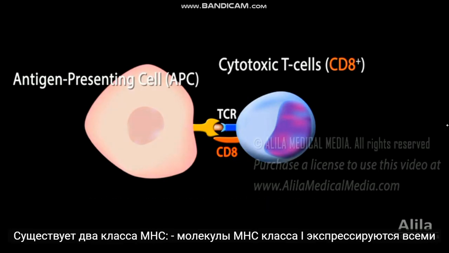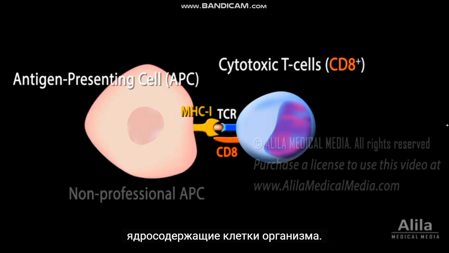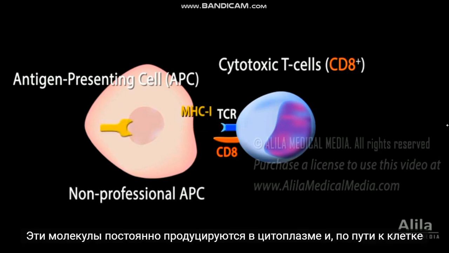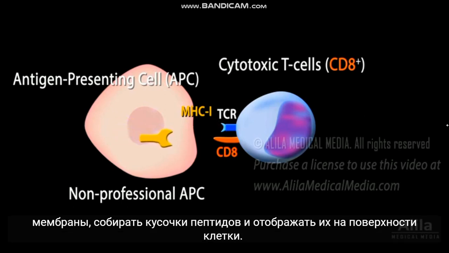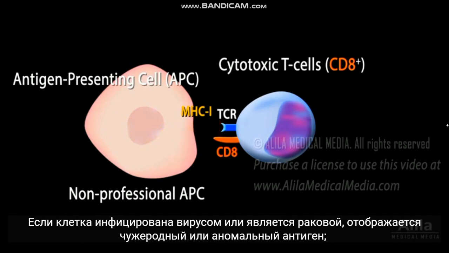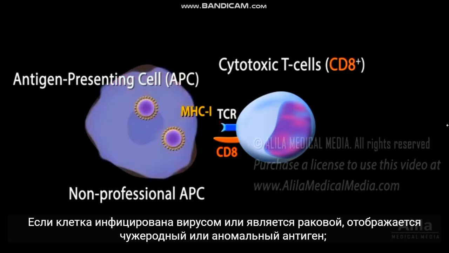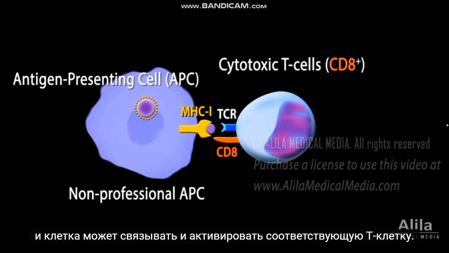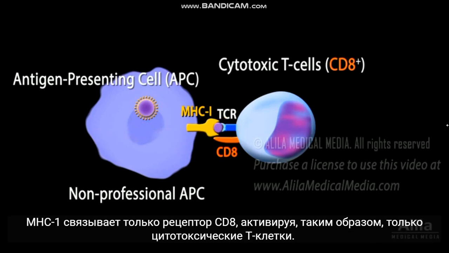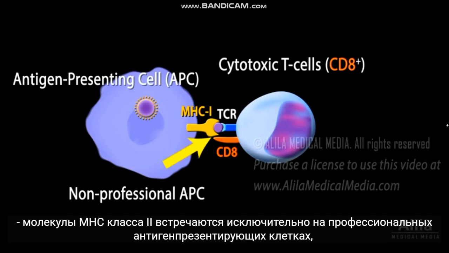There are two classes of MHC. MHC class I molecules are expressed by all nucleated cells of the body. These molecules are constantly produced in the cytoplasm and, on their way to the cell membrane, pick up pieces of peptides and display them on the cell surface. If a cell is infected by a virus or is cancerous, a foreign or an abnormal antigen is displayed, and the cell can bind and activate a matching T cell. MHC1 only binds CD8 receptor, thus activating only cytotoxic T cells.